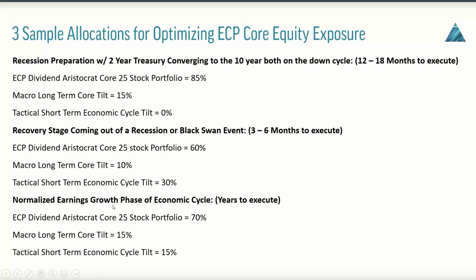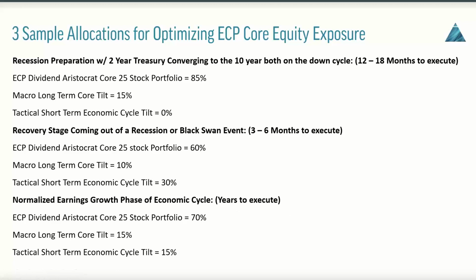When we start getting into that normalized earnings growth phase of an economic cycle, this is when you're looking at the FY1, FY2, FY3 growth rates like we did in the beginning of this webinar. We saw the S&P go from like a 34% in FY1 down to 11% in FY2, 11% in FY3. That is your normalized earnings growth phase. So you've got literally years to potentially execute on that.